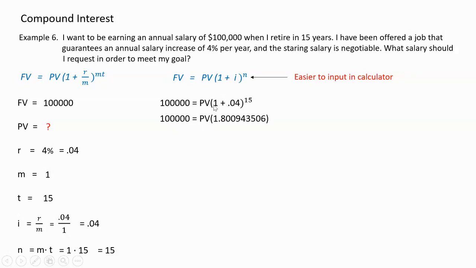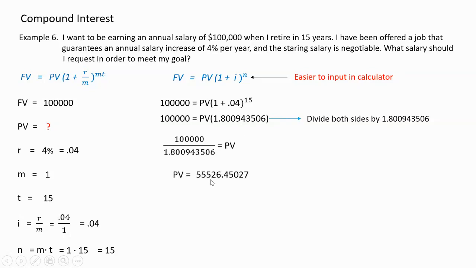So what we do here, we're going to enter 1 plus 0.05 to the 50th power, and that's going to give you 1.80943506, right? Then we're going to divide both sides by 1.80943506. If you notice here, guys, you're going to have to stop the calculator, right? Stop it, and then we can put 100,000 divided by the 1.809 and so forth. So here we have to stop the calculator.